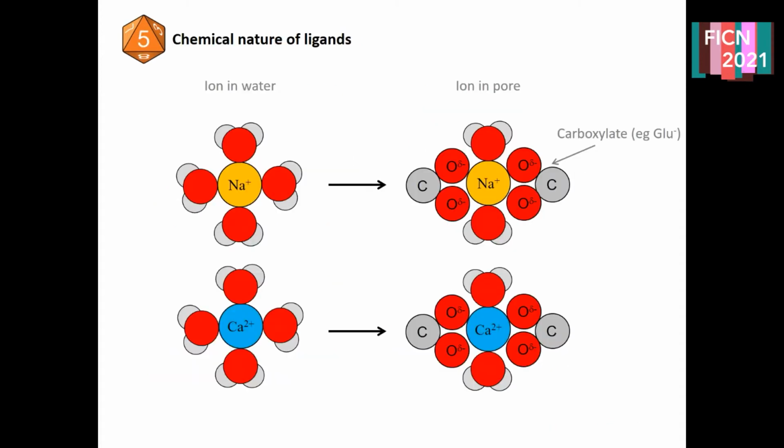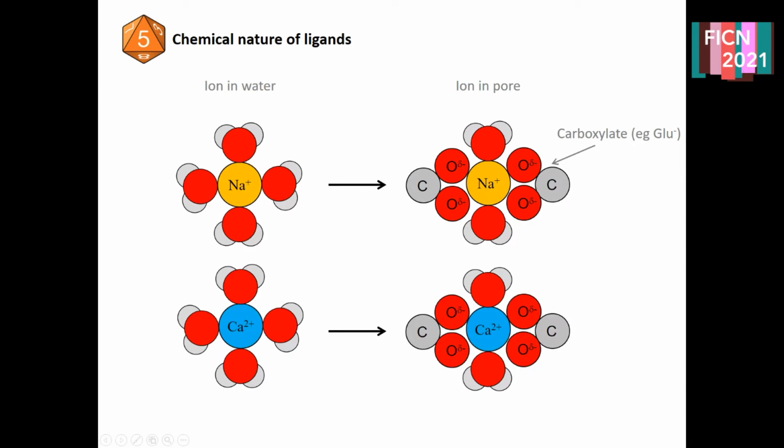Okay, so all of those mechanisms were related to the shape and structure of the pore itself. Now what I want to go on to is a couple of mechanisms that are more related to the chemical nature of the pore. And so here, number 5 is one that we think of as the chemical nature of the ligands. And this, I think, is a really important concept to understand when talking about selectivity.